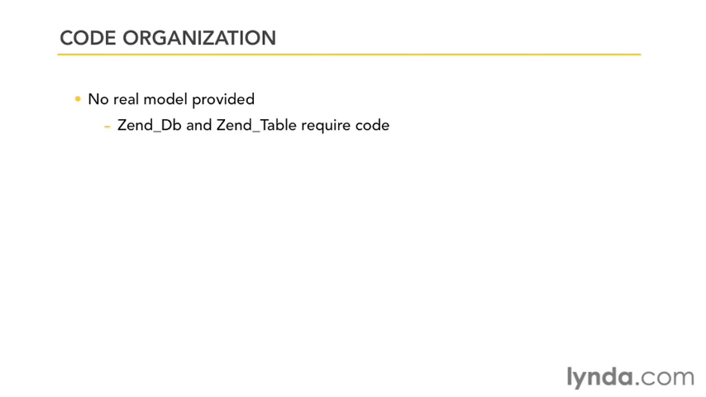When you do go to create your model, you can optionally use the Zend DB and its class of tools, or you can use Zend table. These will require a lot of code writing in order to make your model work, but they definitely do the job. Additionally, if you like and you want to speed up your development process, you can use third-party object relational mapping tools such as Doctrine.